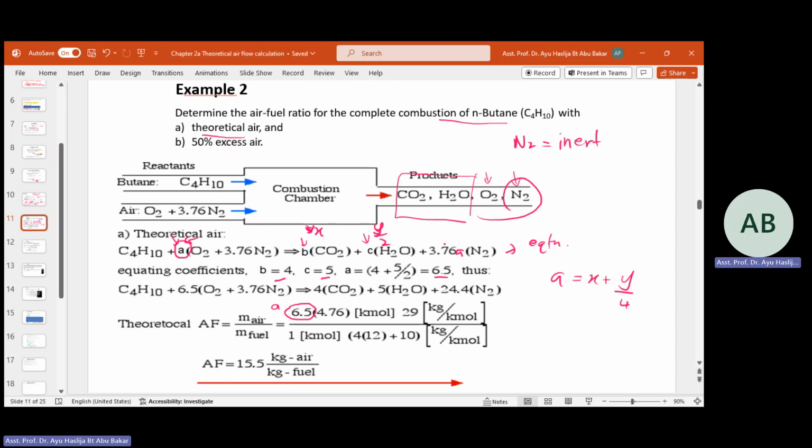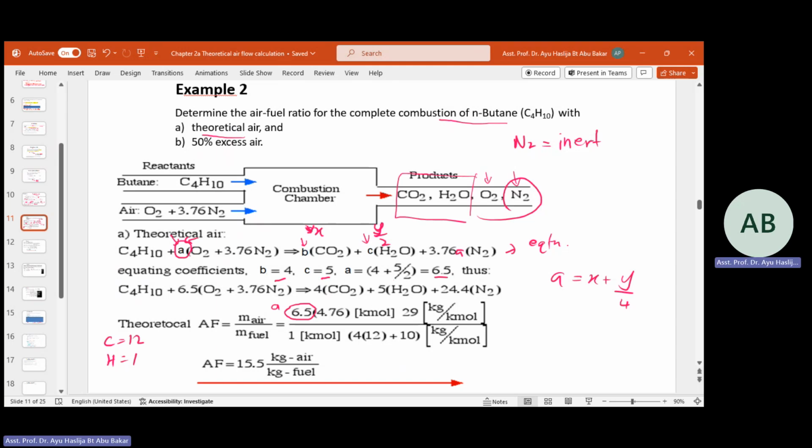Okay, so from there, this is the molecular weight of the fuel. 4 because there are 4 carbons. Then 10 of hydrogen. C4H10. Okay, so this is the theoretical AF. Right? Okay, now we move to the 50% excess air.